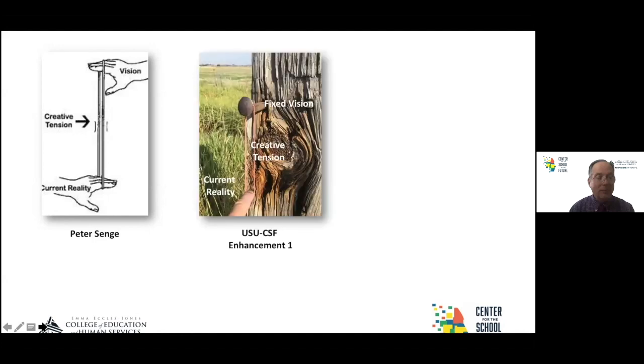It's really our sense at the Center for the School of the Future and with our CLP partners that we sustained a fixed vision. If you look at that nail in that railroad tie, that is a spike that holds down a plate on a railroad tie.